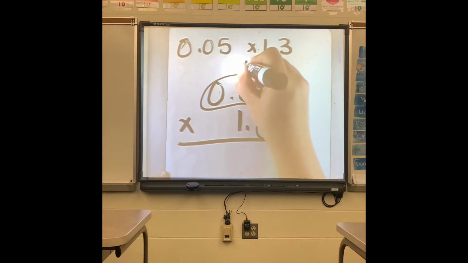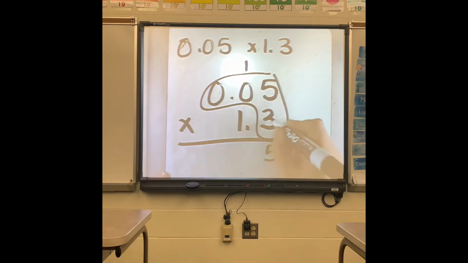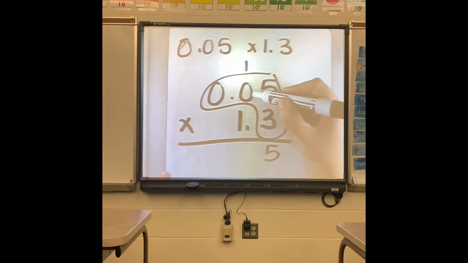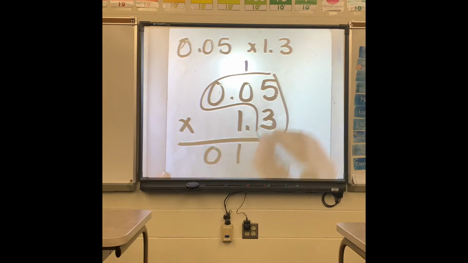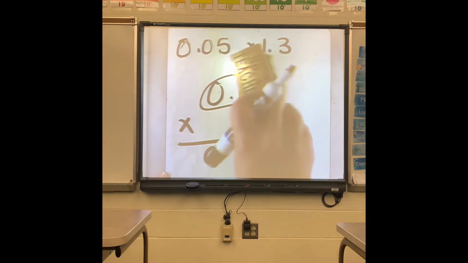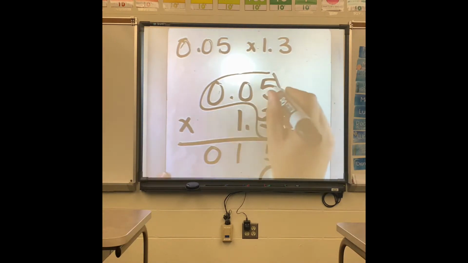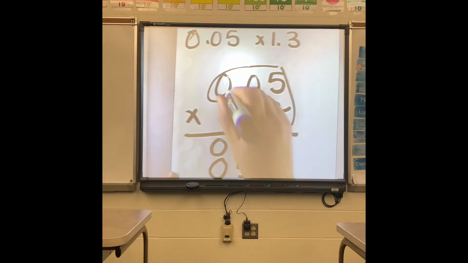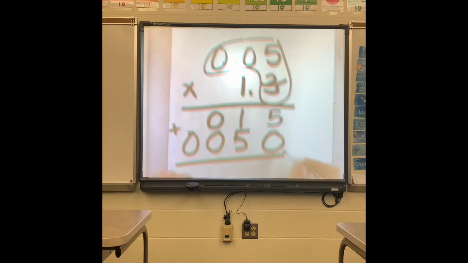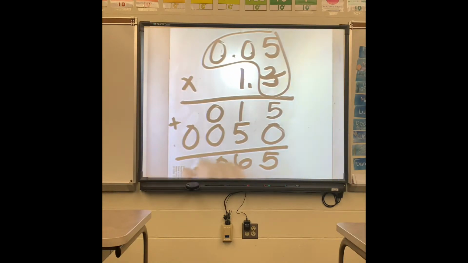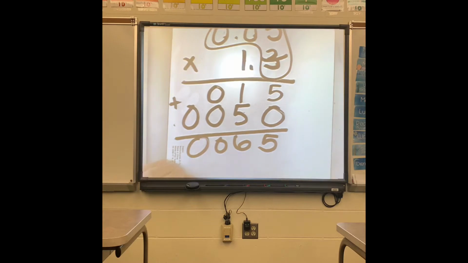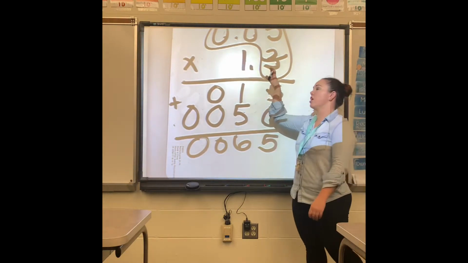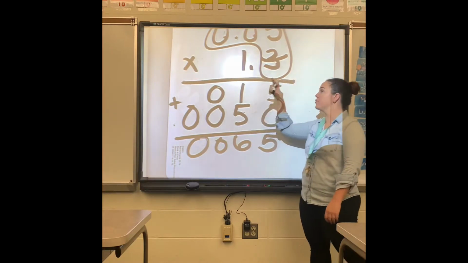3 times 5 is 15. 3 times 0 is 0, but I need to add 1, so that's 1. And then 3 times 0 is 0. Draw a collar, drop an egg, erase what's on top. 1 times 5 is 5, 1 times 0 is 0, and 1 times 0 is 0. Add it up. So far this is regular multiplication. I have not done anything fancy. This is called the turtle method. I've made a video on that before.